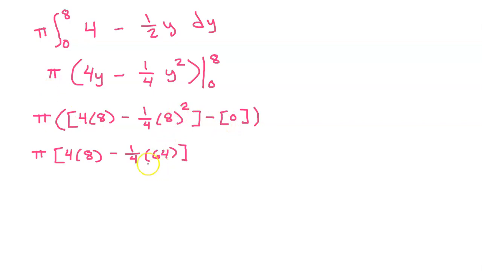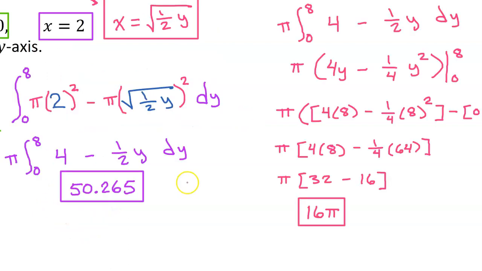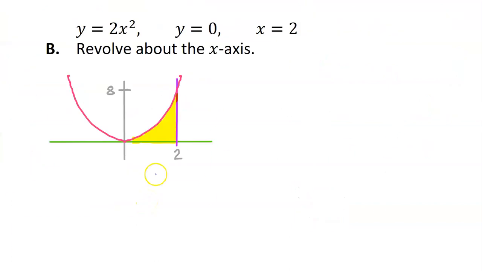Applying the exponent, we have this. Performing the multiplication, we have this. So the volume of the solid is 16 pi. So 16 pi is the exact answer, which is approximately equal to 50.265, which we found on the calculator.